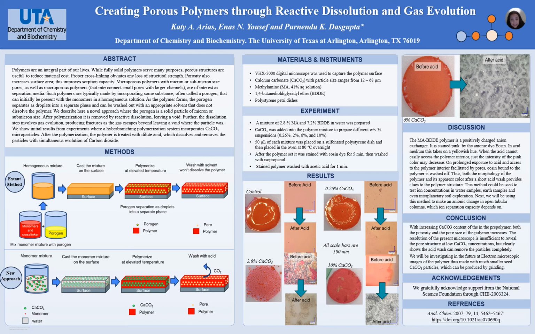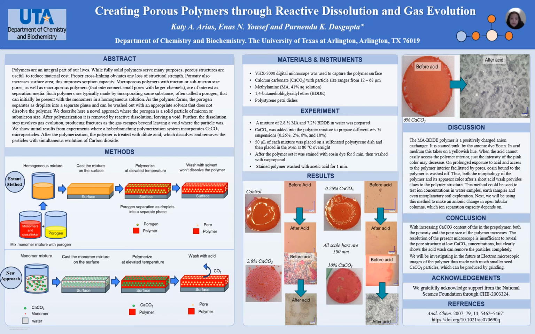For the experiment itself, we used a mixture of 2.8 methylamine, 7.2 BDDE, and water. We separated that and made the calcium carbonate solutions with different weight by volume percentages: 0.26, 2, 6, and 10%. 50 microliters of each mixture was placed in a sulfonated polystyrene petri dish and placed at 80 degrees C overnight.